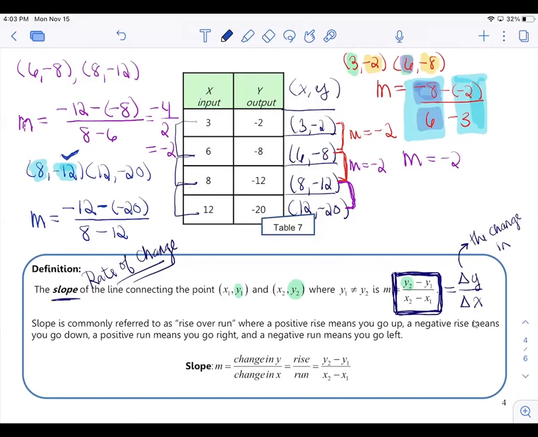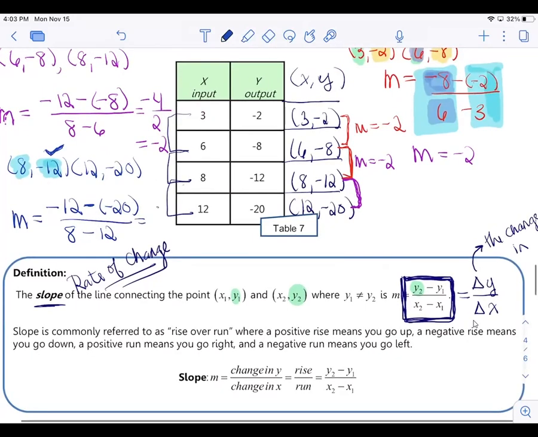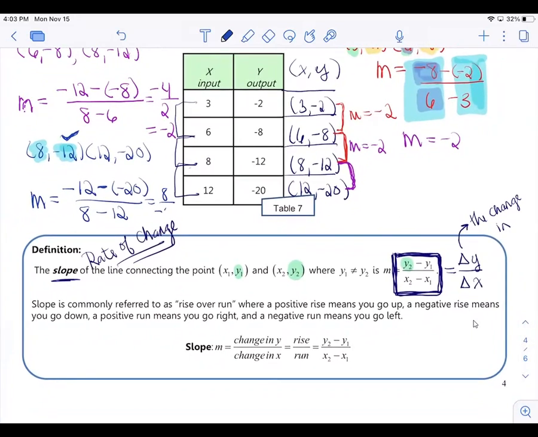-12, that becomes a plus 20. So we get, whoops. We get 8 over, what's 8 minus 12? -4. Awesome. And what's 8 divided by -4? -2. So because we got our slope to be the same, right? We got -2, -2, -2. That tells me this thing is linear.